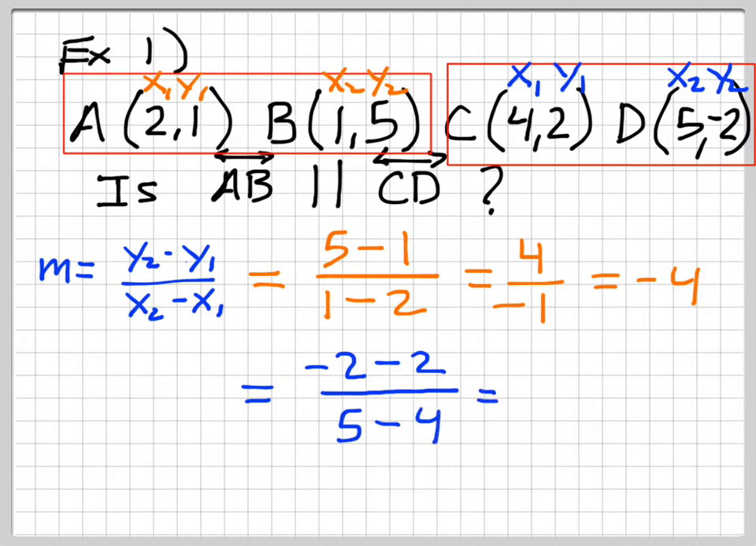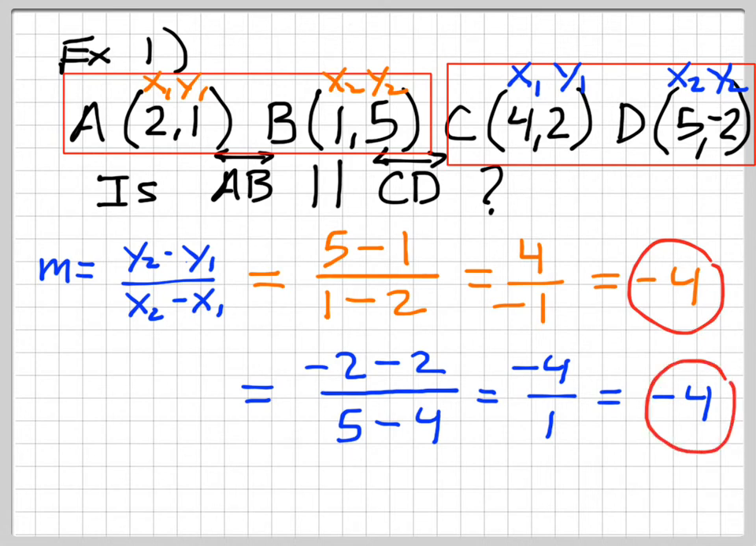On the top I get -4. On the bottom I get +1, which is also -4. So since they have the same slopes, the lines are indeed parallel. Okay, I'm going to go ahead and scroll to the next page and do example 2.